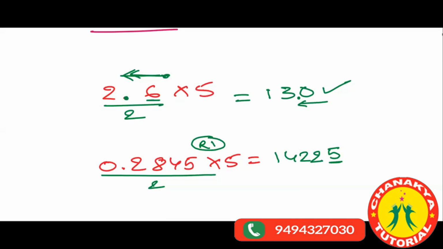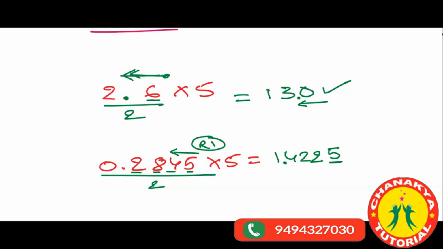Now we have to keep the decimal. Coming from right to left, after how many digits do we have the decimal? After 4 digits, 1, 2, 3, 4. So the answer for this question is 1.4225.